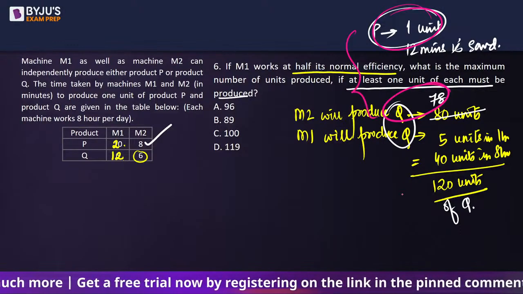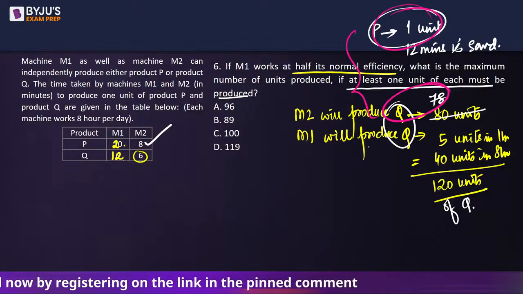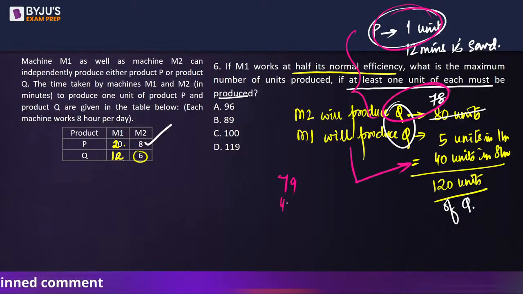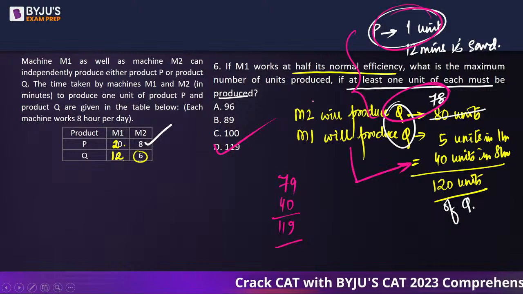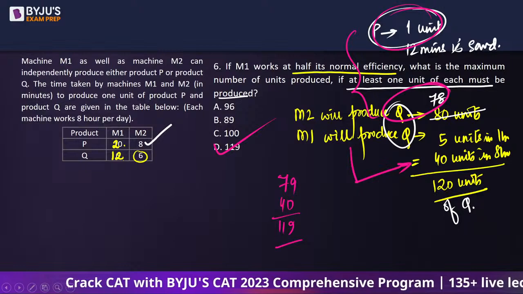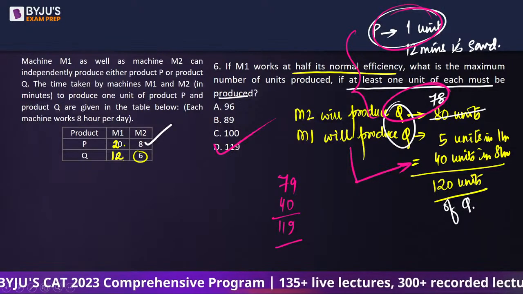So this is all from M2, and M1 will produce 40 units in that one day. So we will have 79 plus 40, which will give us 119 units overall. So D becomes our answer. Okay? The answer would have been 120, but that option is not there, thankfully. If this last part was not a condition, that at least one unit of P and Q should be made.